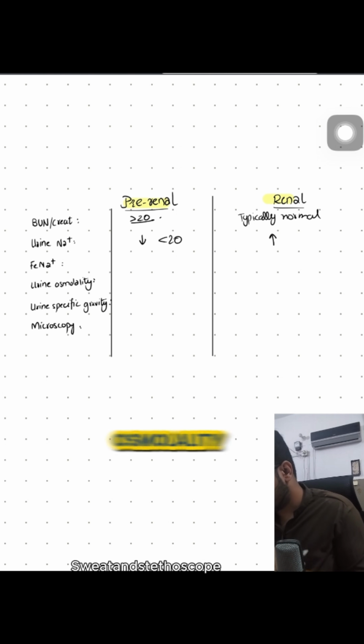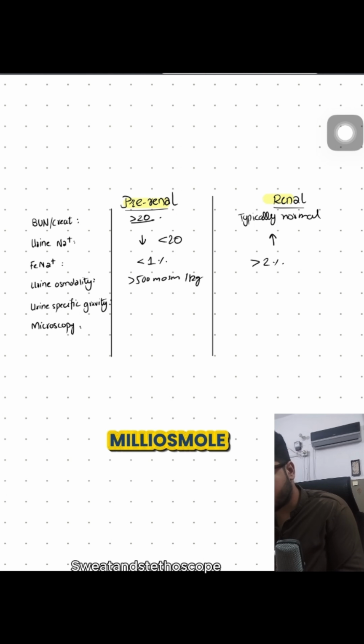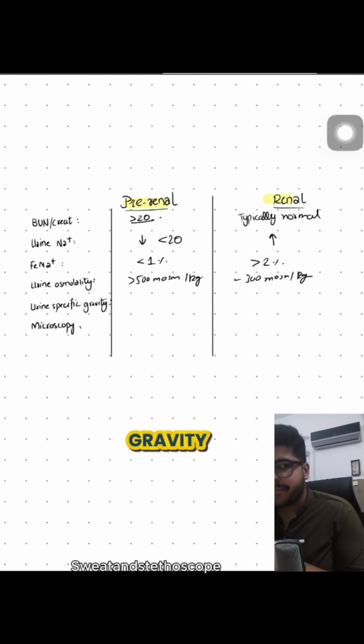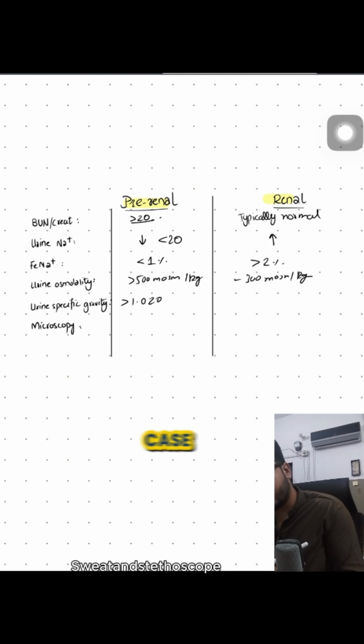Then we look at the urine osmolality. If it is greater than 500 milliosmoles per kg, then it is prerenal azotemia, and if it is less than or equal to 300 milliosmoles per kg, then it is renal azotemia. Let's talk about the urine specific gravity. It is greater than 1.020 in the case of prerenal azotemia and less than 1.020 in the case of renal azotemia.